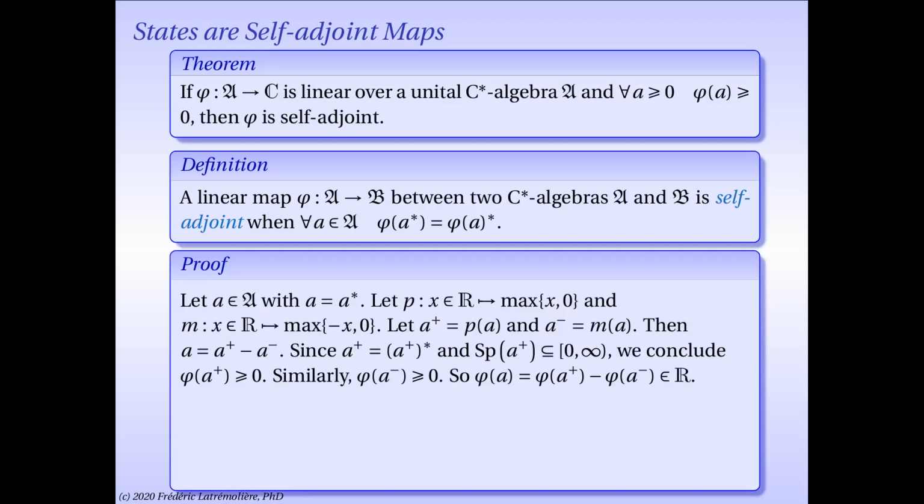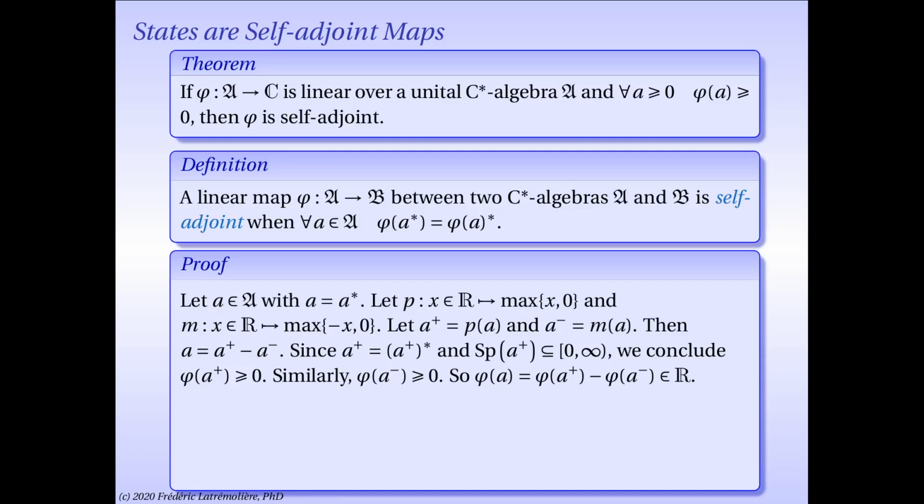So to prove this, let A be a self-adjoint element of a C-star algebra and let phi be some positive linear functional. I'm going to define a function p which to any real number x associates the max of x and 0, and I'm also going to define a function m which to any real number x associates the max of minus x and 0. Now p and m are both continuous functions on the real line valued in the half line of positive numbers. And so by the functional calculus, since the spectrum of a self-adjoint element is a subset of the real line, I can define the element A plus as the image of A by p and A minus as the image of A by m.